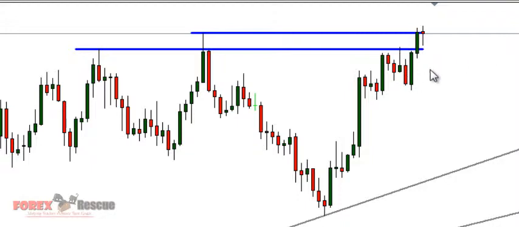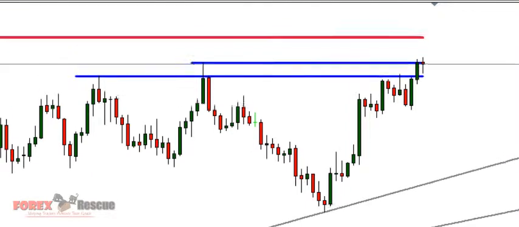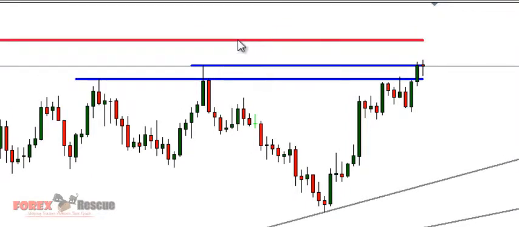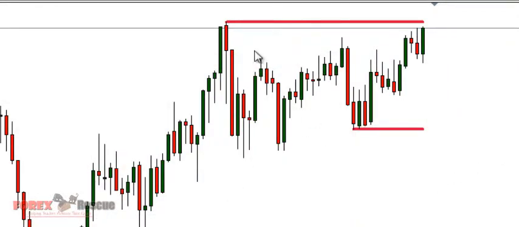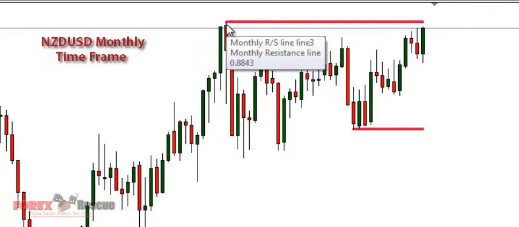Now what further lends support and credence to this area of resistance is the formation of a monthly area of resistance. You can see this is a monthly resistance line. Now let's go to the monthly time frame to see how this plays out. Now this is the monthly time frame. You can see this is a strong area of resistance.